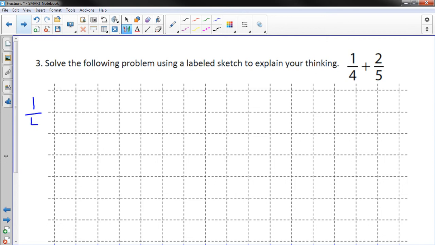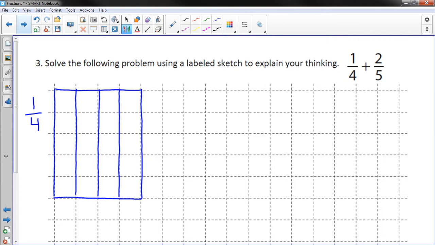1/4. I'm going to use a rectangle with an area of 20. So it's going to be 4 by 5. That should have 20 squares in it. And I'm going to cut it up into 4 equal pieces. So that'd be 4 slices this way. And I'm going to shade in 1/4 of them.